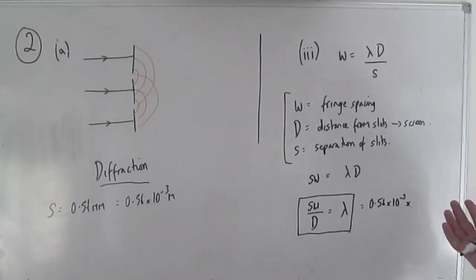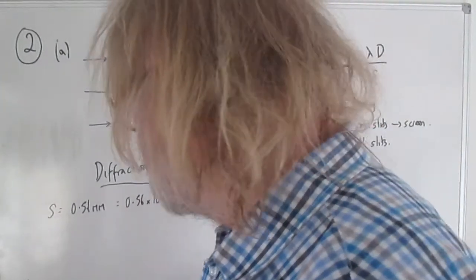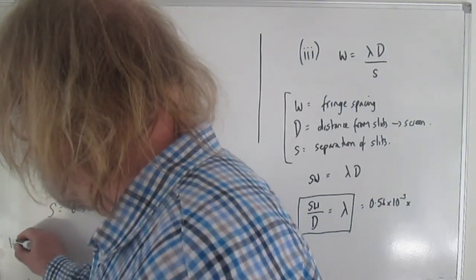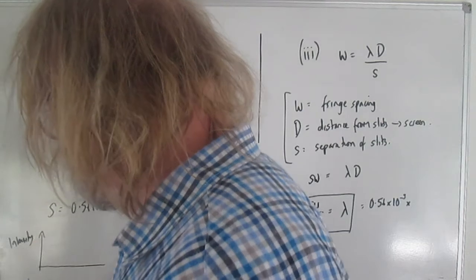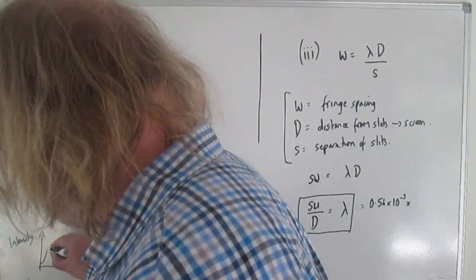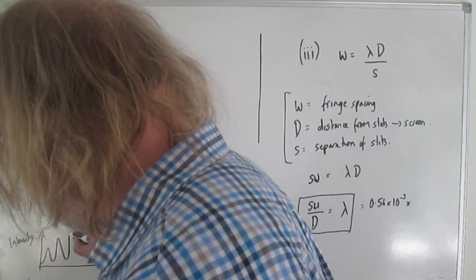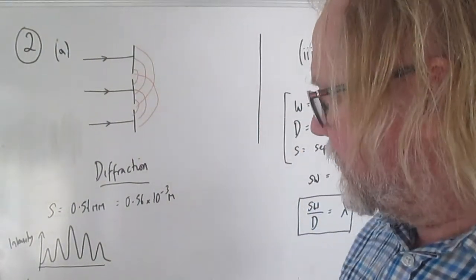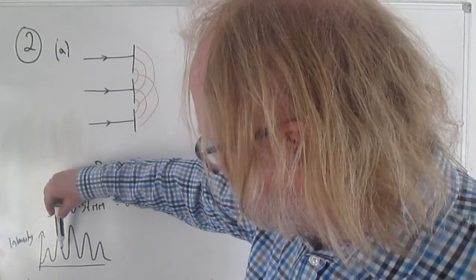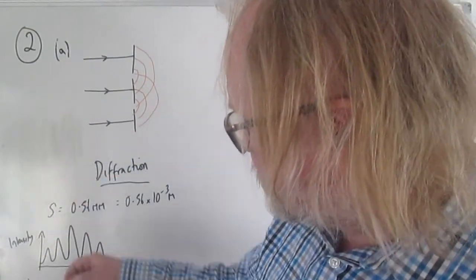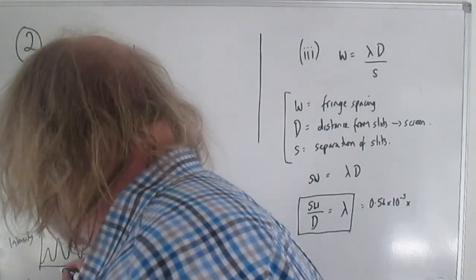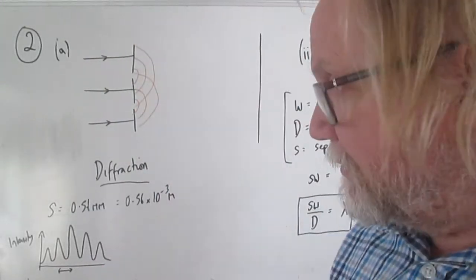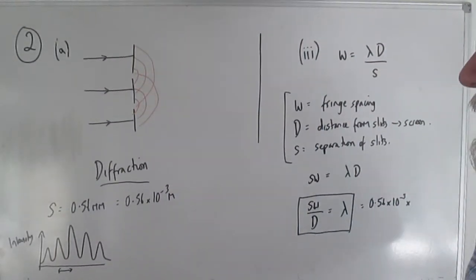Now W is the fringe spacing. If we think about what that means, remember, if this is the intensity of the light as you go across the screen, what you see is something like this. That would be the maximum of a bright fringe, and then a dark fringe, and then a bright fringe, and then a dark fringe. And W is simply the distance between one maximum and the next. Or if you prefer, one minimum and the next, it doesn't matter which, because it's the same in this setup.